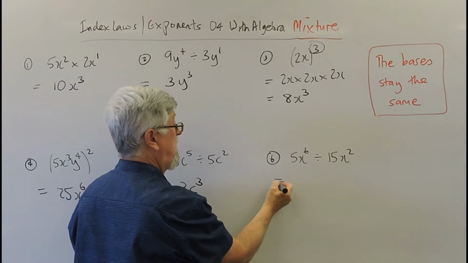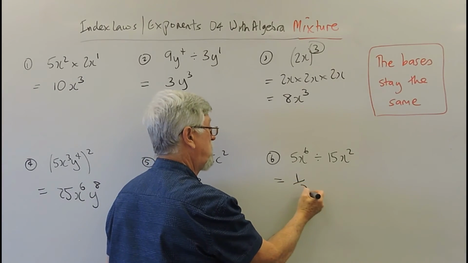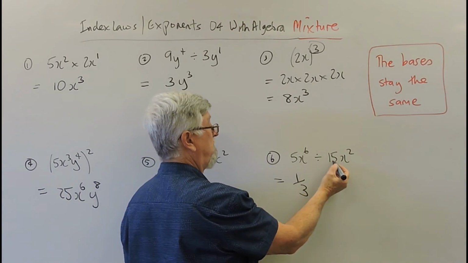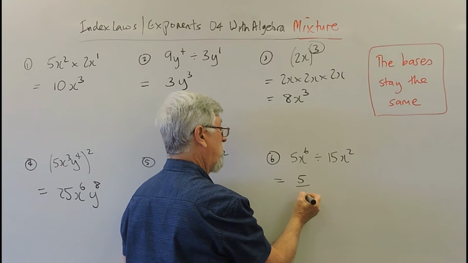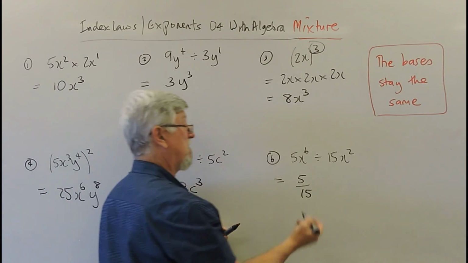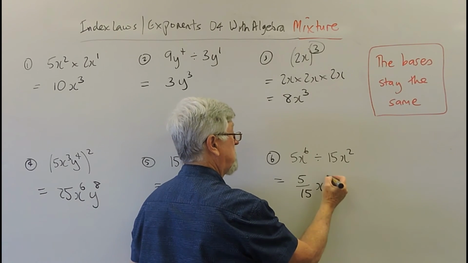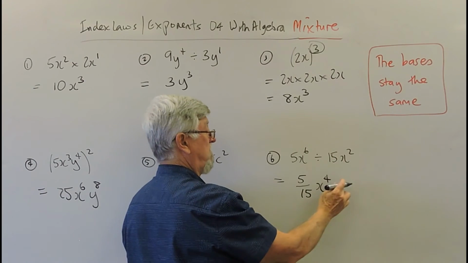Same for this one over here. 5 divided by 15, a bit tricky. It's a third. I do see some students write that as 3. So 5 divided by 15 is a third. Some people will need to write that it's 5 divided by 15. If you need to do that and you're not confident with your fractions, you're allowed to do that. Now the 6 take away 2 is x to the power of 4. So the bases stay the same. 6 take away 2 is the 4.